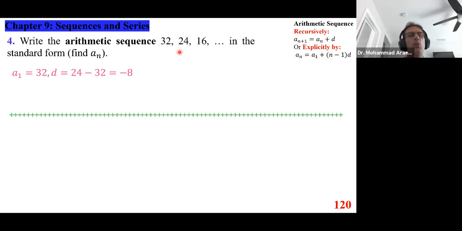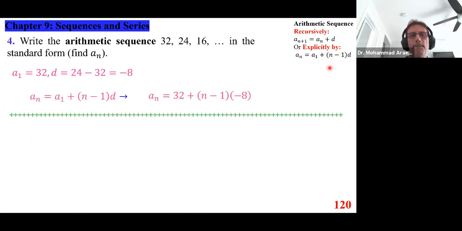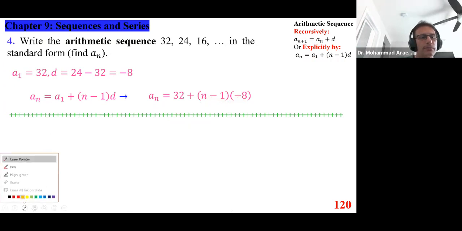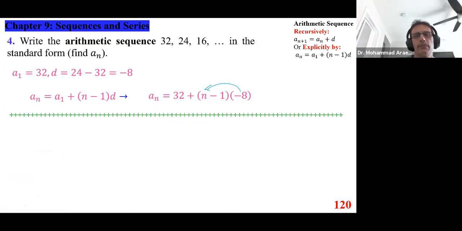So we have a sub 1. We have d. Let's put it into this formula. So replace the a sub 1, replace the d. If we distribute this one, gives us minus 8n plus 8. And if we put it in descending order, minus 8n, and then 32 plus 8 gives us 40.